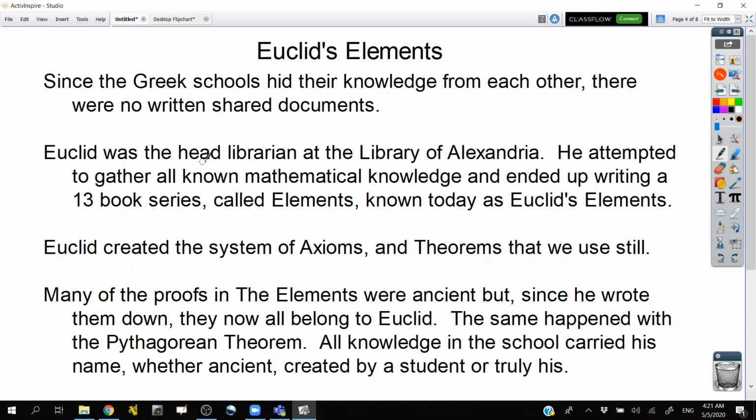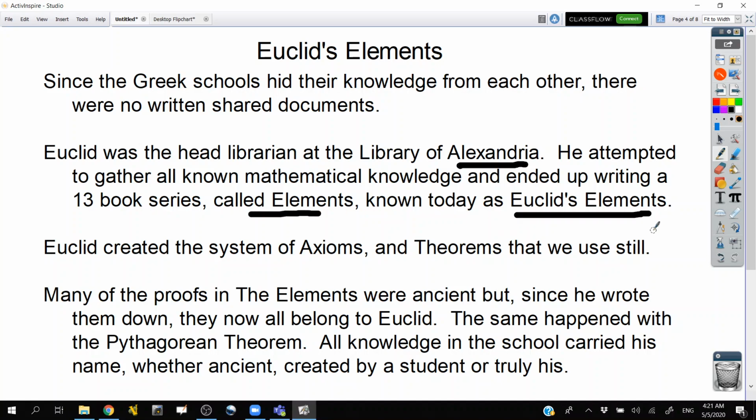So Euclid was the head librarian at the Library of Alexandria. This is one of the 7 wonders of the ancient world. The Library of Alexandria was huge. I wish it still existed. But he attempted to gather all known mathematical knowledge in the world. And he ended up writing a 13-book series called Elements. Today we know it as Euclid's Elements.